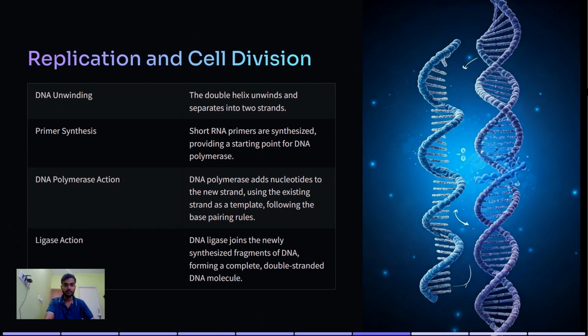Replication and cell division: DNA unwinding, primer synthesis, DNA polymerase action, ligase action. These are some of the steps of replication. In this, the double helix unwinds and separates into two strands. In primer synthesis, short RNA primers are synthesized, providing a starting point for DNA polymerase. In DNA polymerase action, DNA polymerase adds nucleotides to the new strand using the existing strand as a template, following the base pairing rules. In ligase action, DNA ligase joins the newly synthesized fragments of DNA, forming a complete double-stranded DNA molecule.